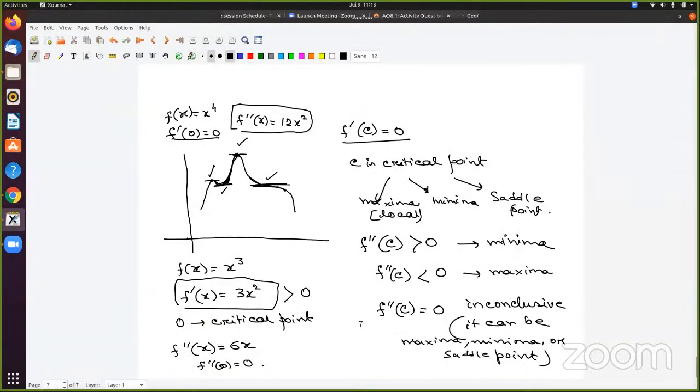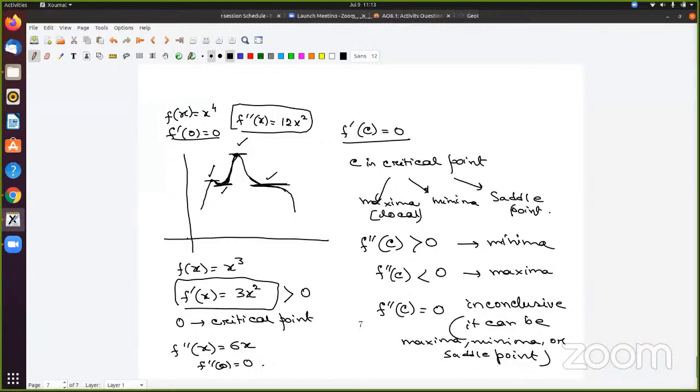Got it? So that's why the double derivative test is inconclusive. Is it clear? Yes, now clear. So double derivative being 0 does not imply anything. It can be maxima, it can be minima, it can be a saddle.